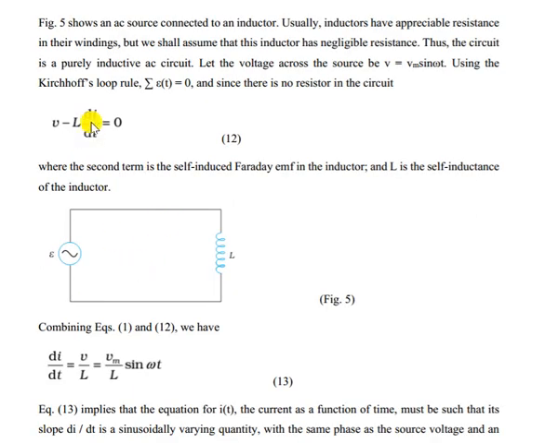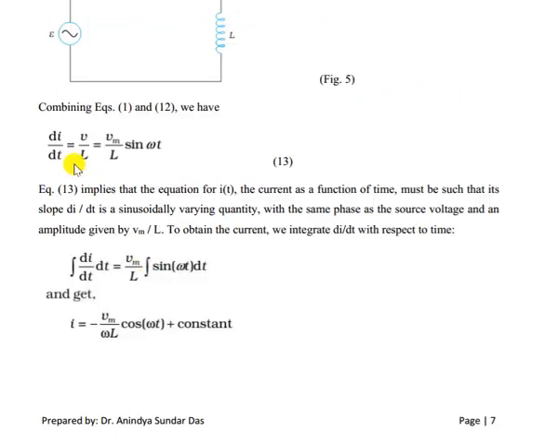Now here, if you take V equals L di/dt, then di/dt equals V by L. V is nothing but the voltage source value Vm sin omega t. Then we can find the value of I by integrating both sides. If we integrate both sides, we get I equals Vm by L times the integral of sin omega t, which is minus cosine omega t divided by omega, plus an integration constant. So we get I equals minus Vm by omega L cosine of omega t.